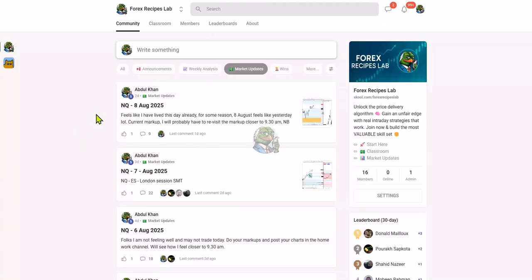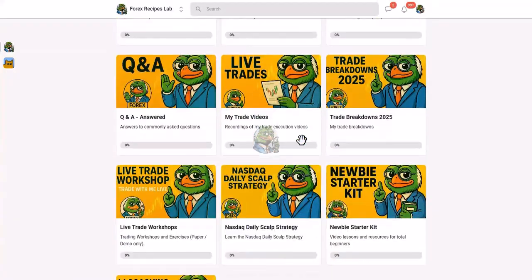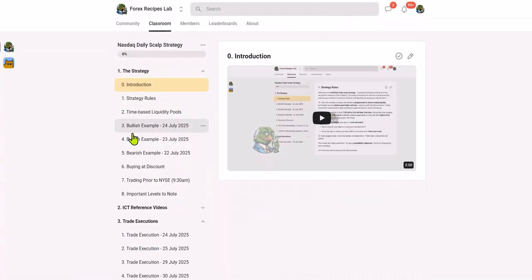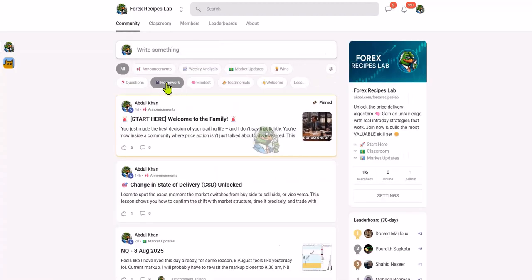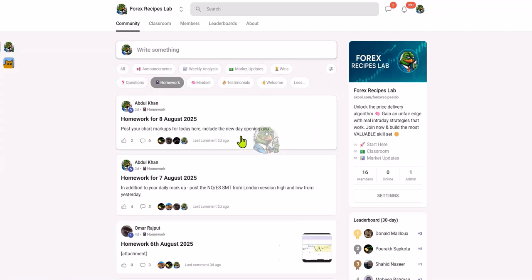Now, the other hands-on component to this is that every day when you show up to the market, you will mark out your charts just as I have explained in the NASDAQ daily scalping strategy. In here, there's a video on how to do the prep work. And that prep work needs to be done every single day because that is the hands-on component of this educational program. And you come into the homework section and you post your charts.